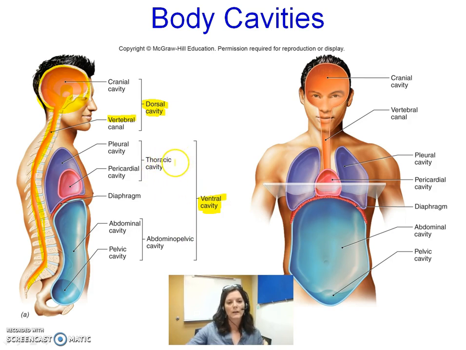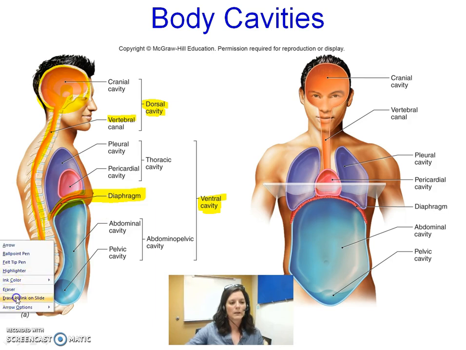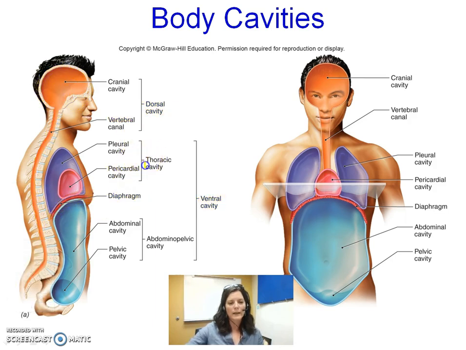So let's take a look at that. The ventral cavity is divided by one very important structure called the diaphragm. The diaphragm is a large muscle that helps us in our breathing, and it becomes the complete divider between the upper section called the thoracic cavity and the lower cavity called the abdominopelvic cavity. So let me erase some of these so we can start fresh. The thoracic cavity is basically the chest cavity. It's within the ribs and it's above the diaphragm. Okay? So thoracic cavity is above the diaphragm.